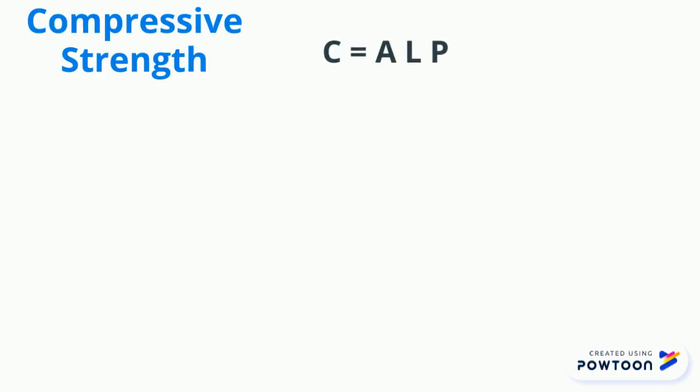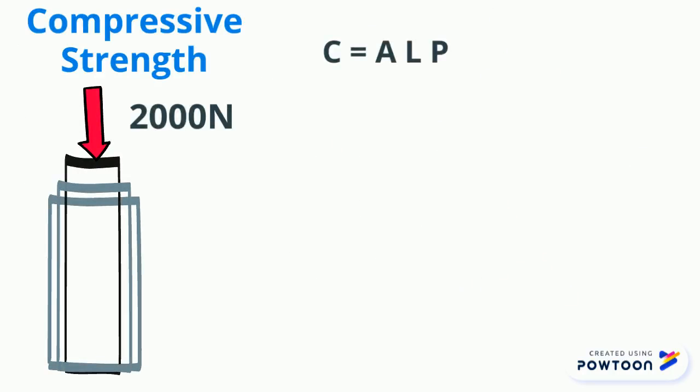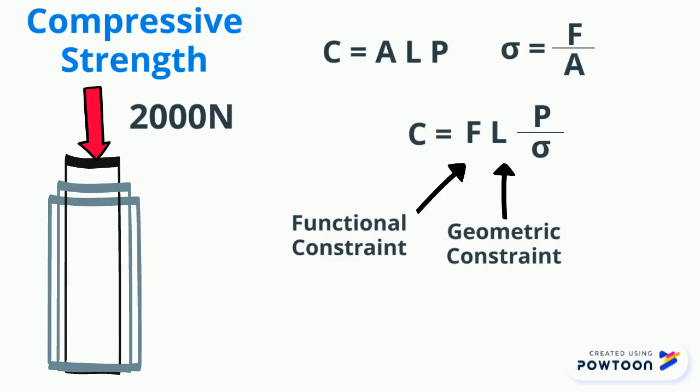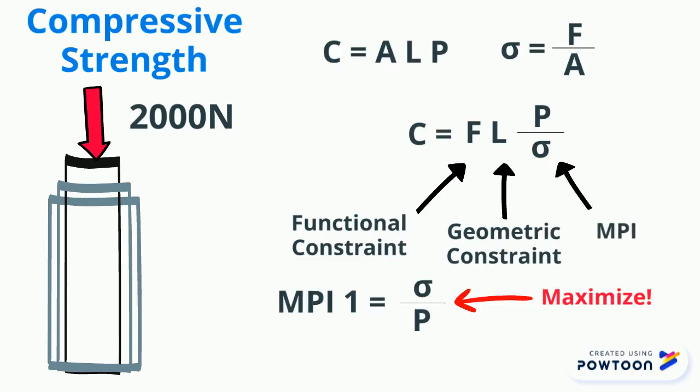Now let's combine our cost equation with our compressive strength equation to find our first MPI. Compressive strength is measured in stress, so the functional requirement equation will simply be force over the cross-sectional area, and marrying the two equations will give total cost equal to force over stress multiplied by the height and the cost per volume of the material. Great, now split the variables into geometric constraints, functional constraints, and material property indexes. We would want to maximize stress per price per unit volume, so that would be our MPI.